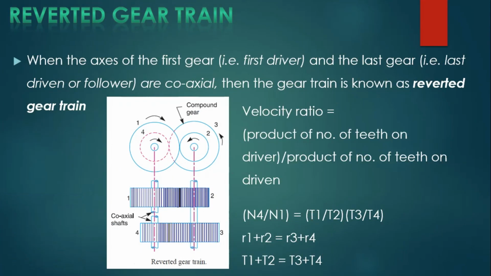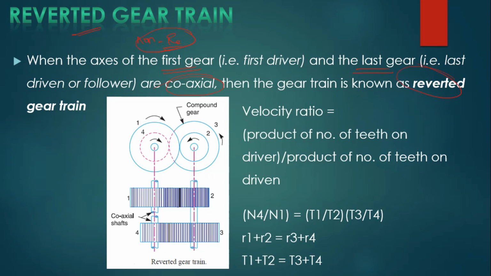So now we are going to discuss the riveted gear train. We already discussed that the compound gear train can be subdivided into two categories: one is the riveted gear train, and the other is the non-riveted gear train. A riveted gear train is one where the axes of the first gear and the last gear are coaxial.